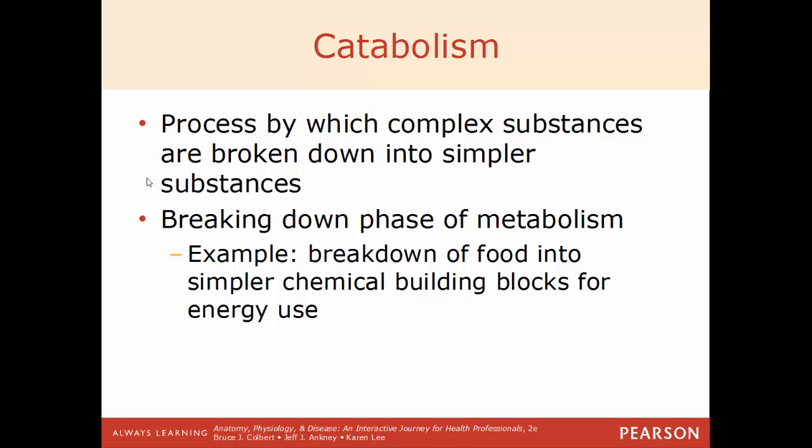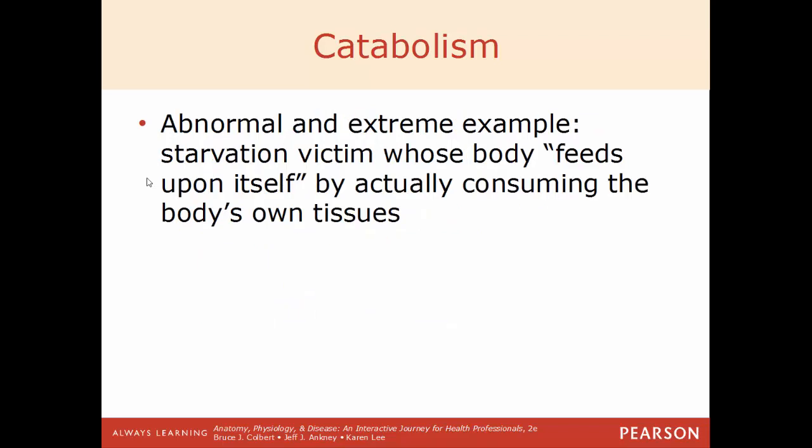So that'd be catabolism. An abnormal or extreme example is someone who's going through starvation. The body will feed upon itself, actually consuming the body's own tissue. After you get to a certain point, the body will start to eat its own fat and its own muscle as a way to get some source of energy from somewhere, if you're not getting it from your diet. So you're taking something large and complex and breaking it down into smaller components that the cells can use, at least at some level. So that'd be an extreme example of catabolism.